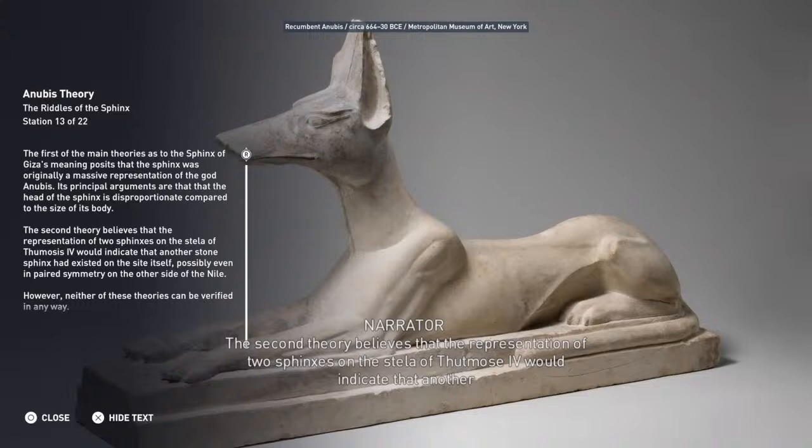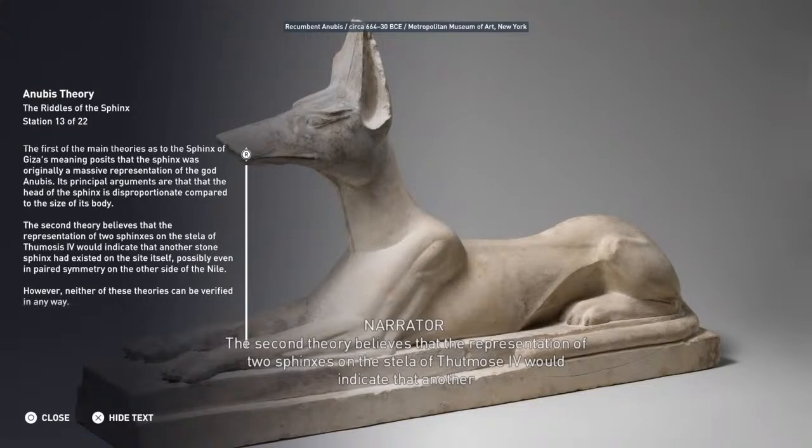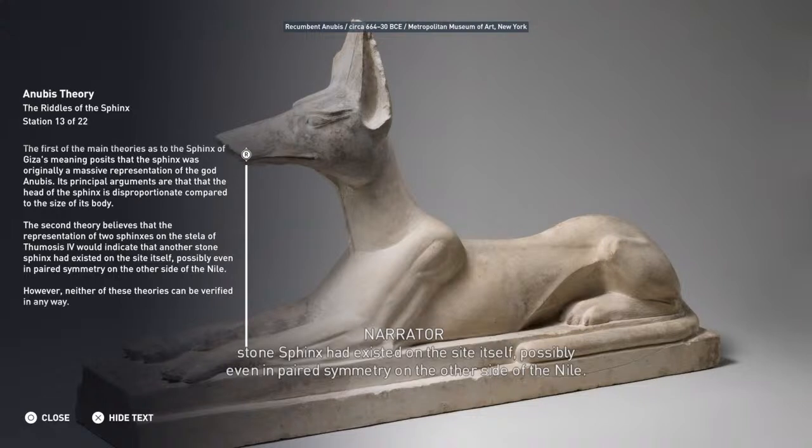The second theory believes that the representation of two sphinxes on the stela of Thutmose IV would indicate that another stone sphinx had existed on the site itself, possibly even in paired symmetry on the other side of the Nile. However, neither of these theories can be verified in any way.